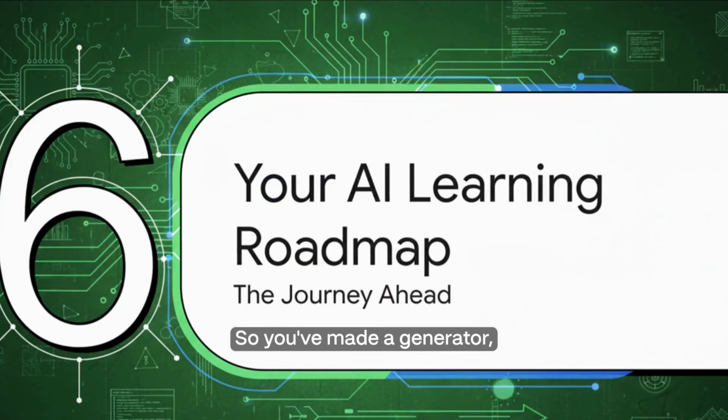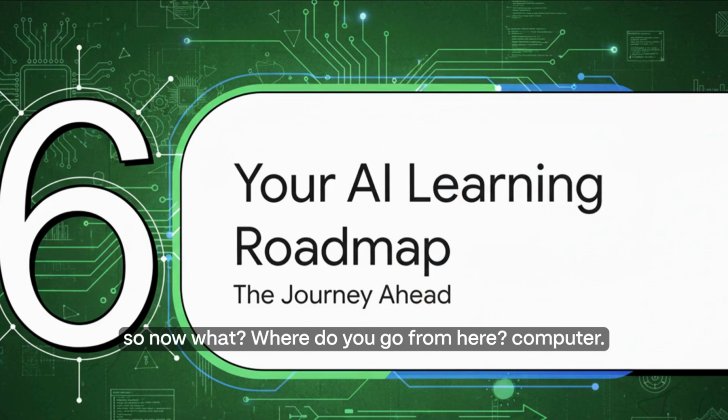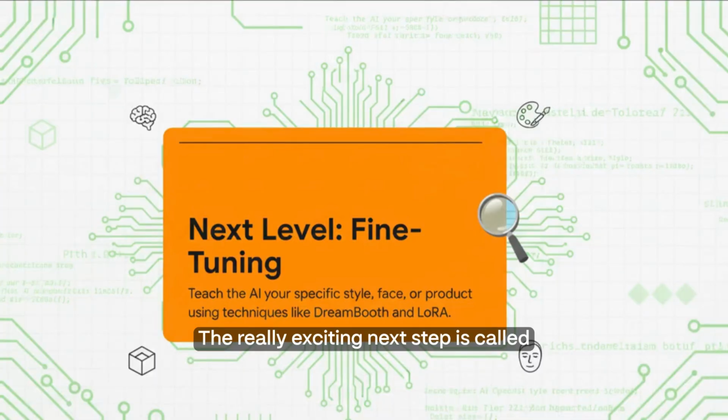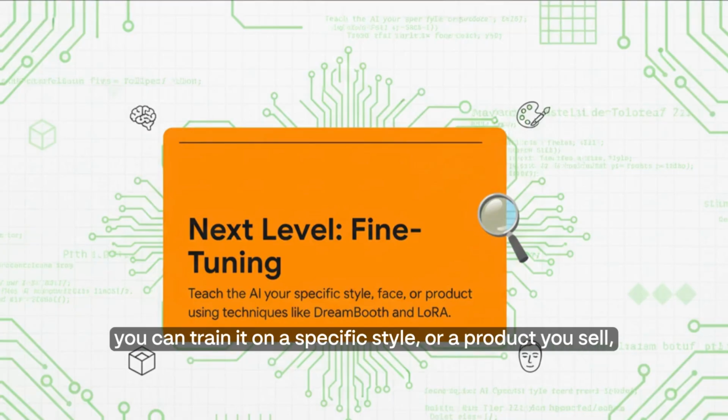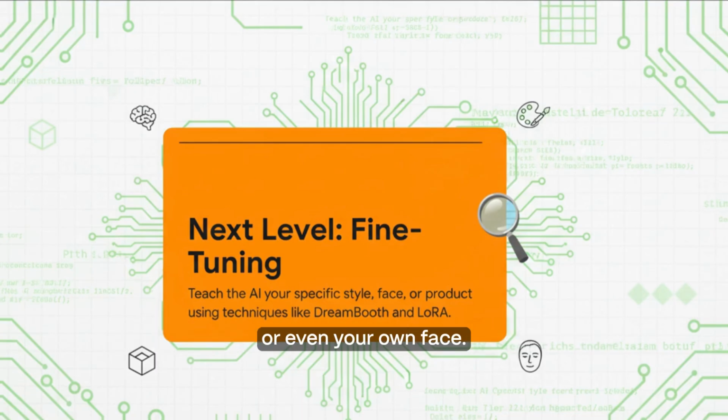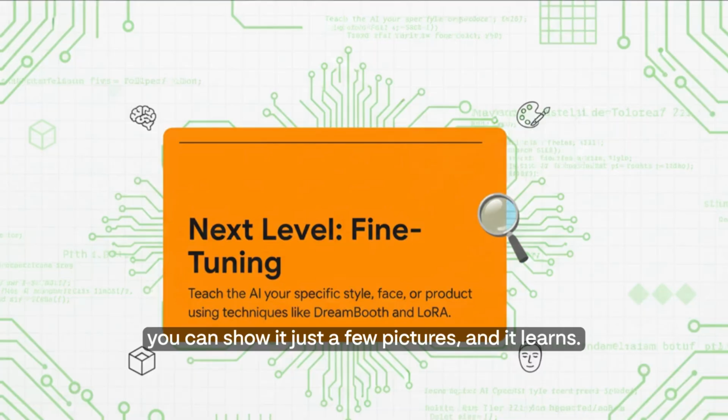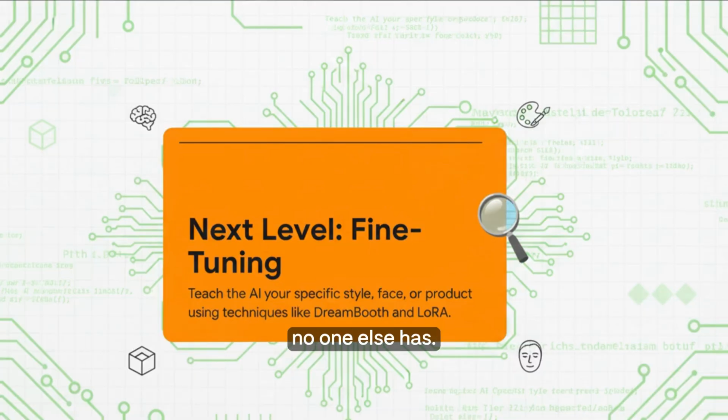So you've made a generator, you've even built a cool little web app for it. So now what? Where do you go from here? Well, believe me, we've only just scratched the surface. Let's quickly look at your learning roadmap. The really exciting next step is called fine-tuning. This is where you actually teach the AI new things. Instead of using the generic model, you can train it on a specific style or a product you sell or even your own face. With techniques like DreamBooth or LoRA, you can show it just a few pictures and it learns. This is how you create something truly unique that no one else has.